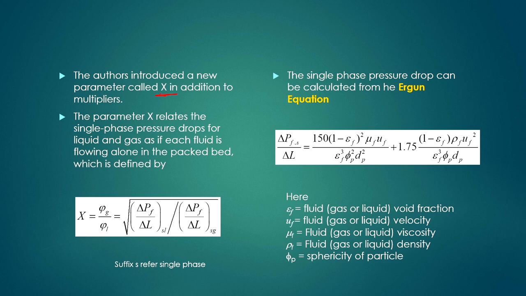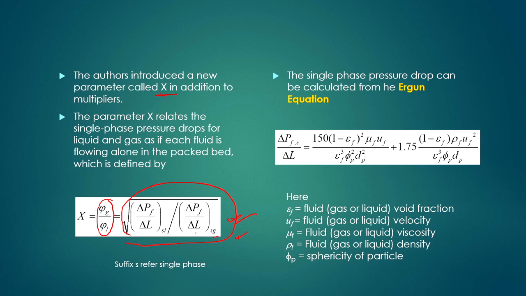The parameter x relates the single phase pressure drops for liquid and gas, as if each fluid were flowing alone in the packed bed, and it can be defined by this equation. So, x is basically phi g by phi l, that means the ratio of the frictional multipliers of gas and liquid, or it is defined as the root of the frictional pressure drop gradient for single phase liquid divided by the frictional pressure drop gradient based on superficial gas velocity. This is called the Lockhart-Martinelli parameter x.